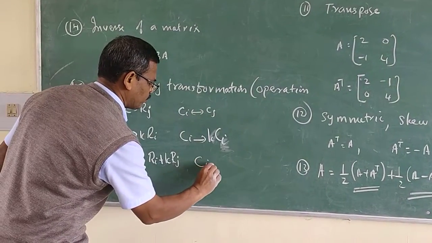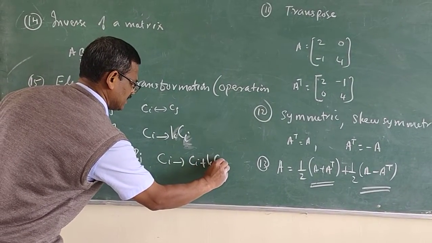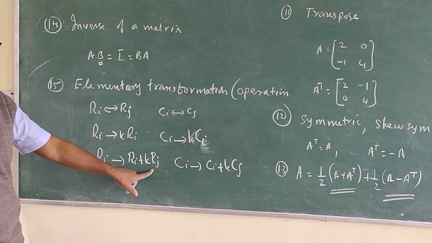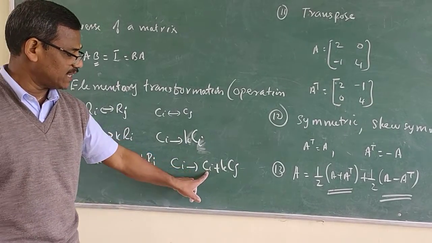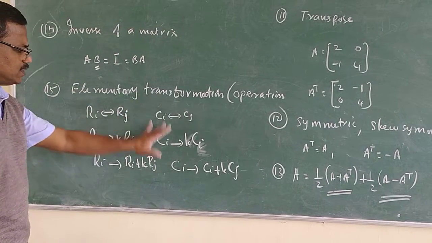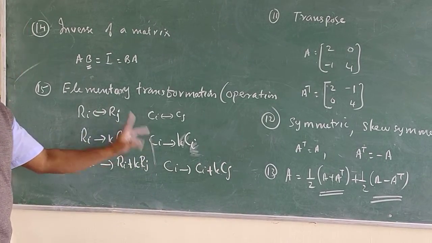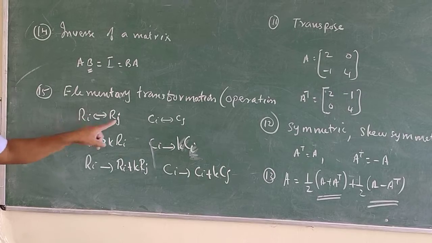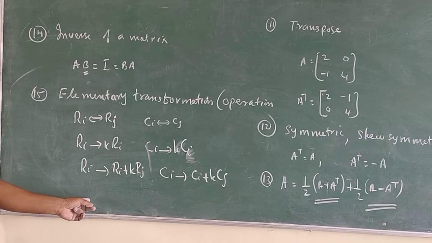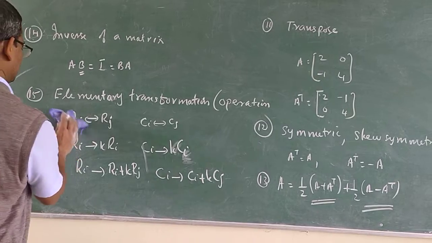The same thing is applicable for columns also: Ci becomes Ci plus K Cj. Here, to any column a scalar multiple of another column is added. These are the three operations. Here for rows and this is for columns. We call them elementary row operations and elementary column operations. So the three elementary operations are interchanging rows, multiplying a row by a constant, and adding a scalar multiple of another row to a row. These are called elementary row operations.